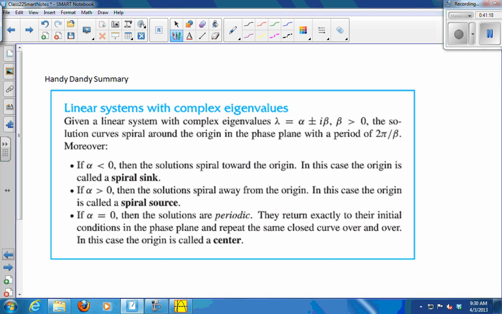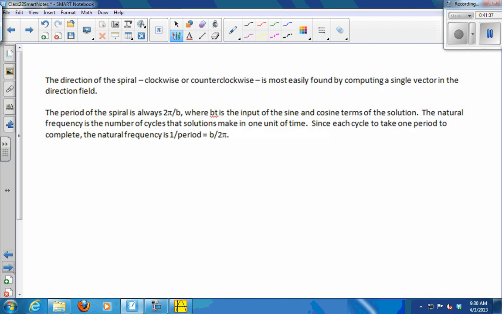Okay, so we can basically classify the origin, the type of fixed point the origin is, strictly by looking at lambda, without even finding the general solution. We know what the phase portrait is going to look like. And to decide whether it spirals clockwise or counterclockwise, right? Because we know it'll spiral out or spiral in, but we don't know which direction. Just plot one vector in the vector field, and then you say, oh, if the vector points up, then it has to go clockwise, counterclockwise.